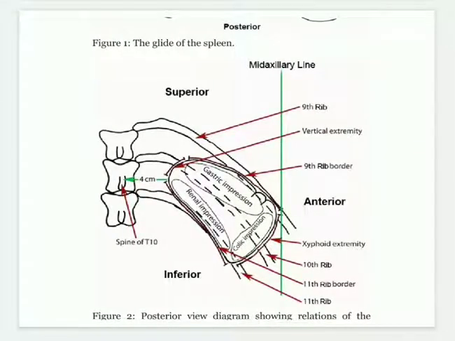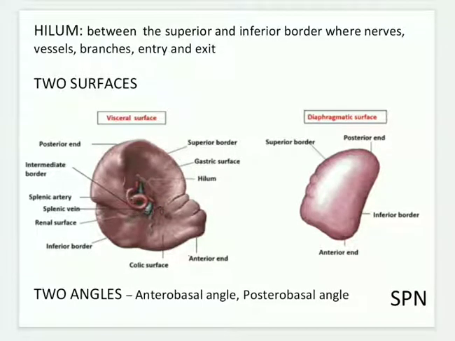As you can see in this picture, there are the superior and inferior borders, and the anterior end at the mid-axillary line, and they are surrounded by some gastric impressions, renal impressions and colic impressions. You can also see the 9th, 10th and 11th ribs. And the hilum is represented between the superior border and inferior border, where the nerves and vessels, the splenic branches and its tributaries, go on entry and exit.